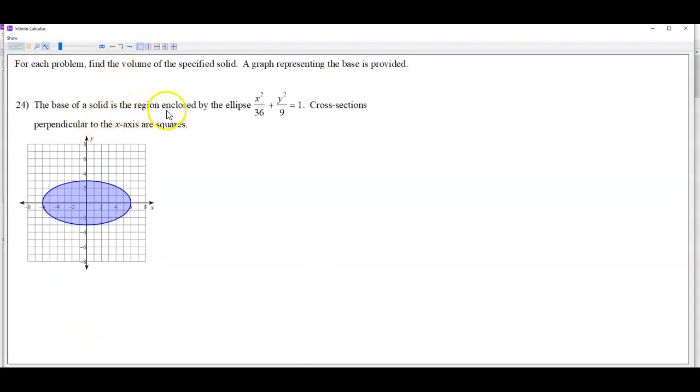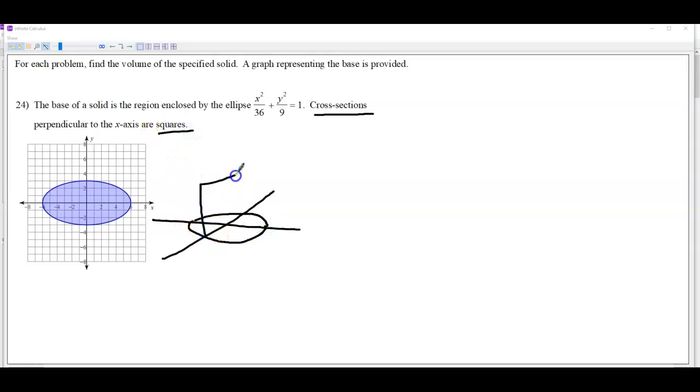All right, let's move on to the next problem here. The base of a solid is the region enclosed by the ellipse. Cross sections perpendicular to the x-axis are squares. So when you see cross sections, we're going to be visualizing this thing as being laid down flat, and we're going to be stacking shapes, in this case squares, on top of it. So that's the kind of problem we're dealing with here. Now, for these cross-section questions, we need to pay close attention to what it's perpendicular to.